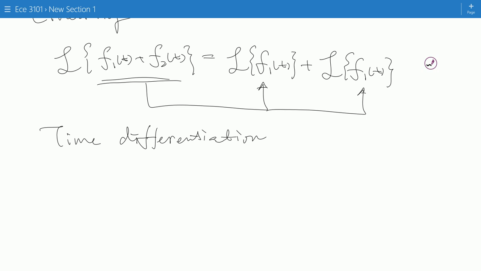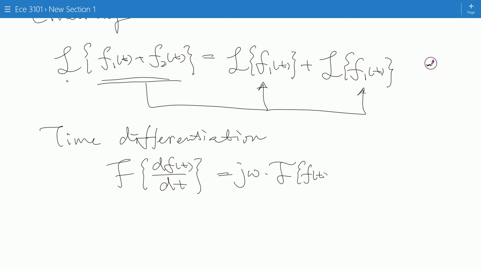Let's look at the time differentiation for a while. Fourier transform is relatively simple. If we want to do a Fourier transform of the derivative of a certain function, remember we do just j omega times the Fourier transform of the original function f of t. This is what we have for Fourier transform.